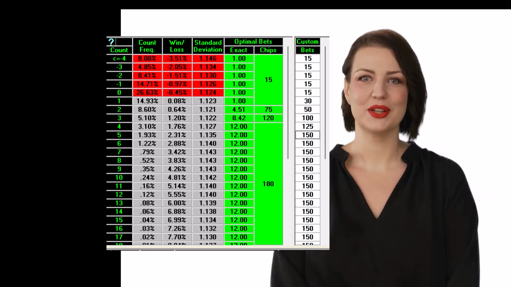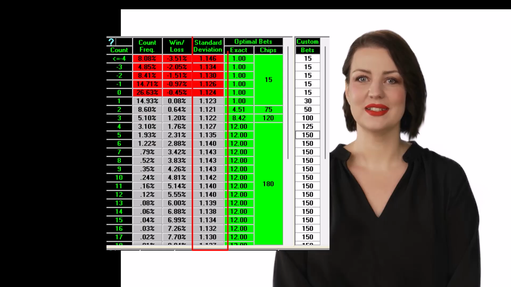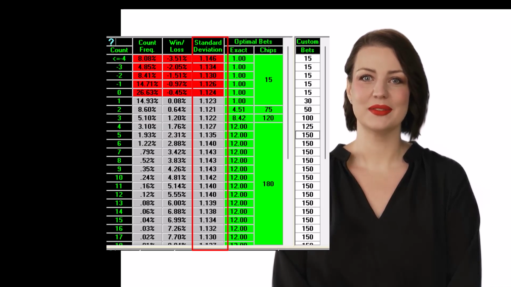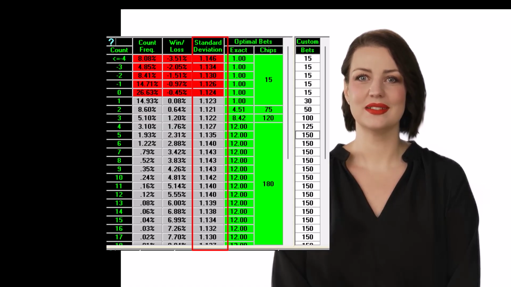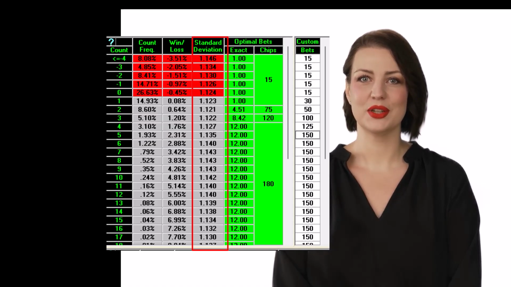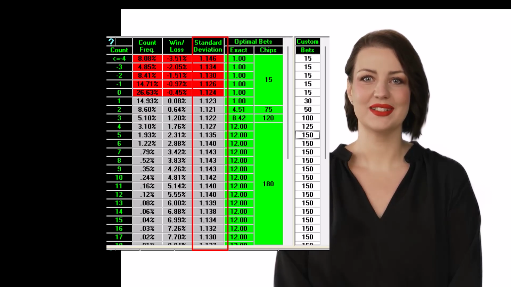I am going to cover the column which many Blackjack players and CVCX users do not understand, the standard deviation column. First, let's define standard deviation. Standard deviation measures how much Blackjack results can fluctuate around the expected average. A higher number means greater swings. Even with a positive advantage, short-term wins and losses can vary dramatically because Blackjack has substantial natural variance.